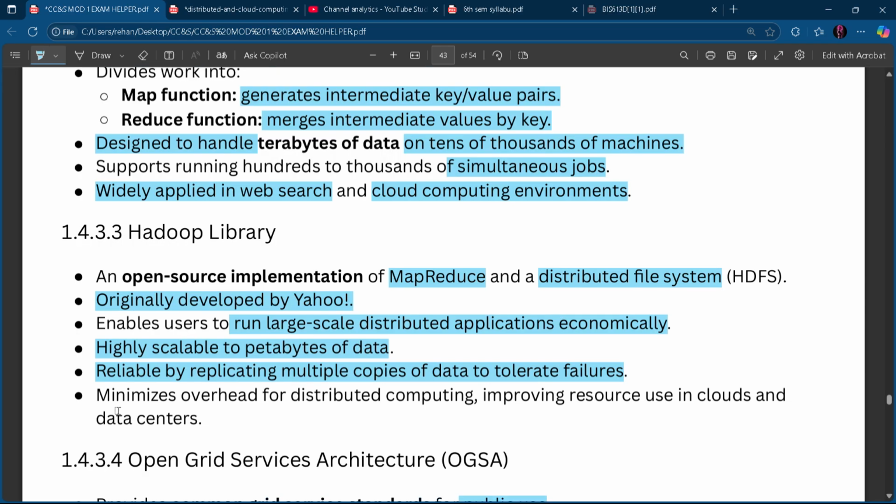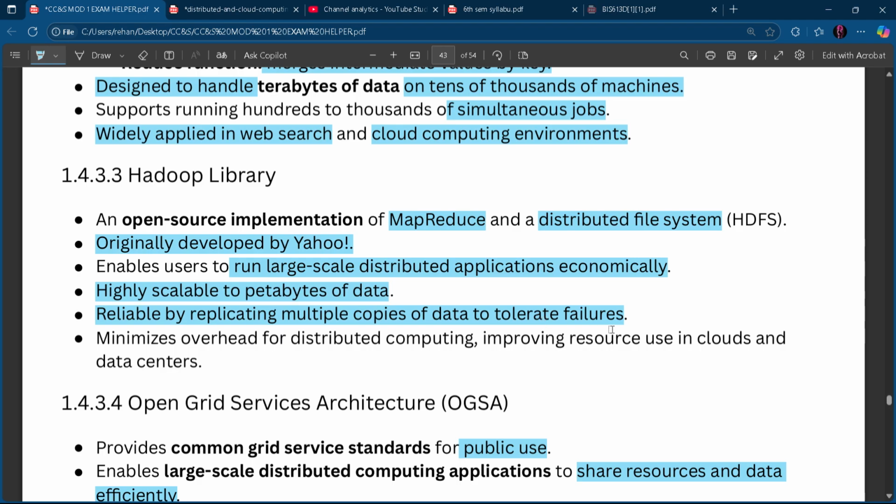Hadoop library, open source implementation of MapReduce and a distributed file system. Originally developed by Yahoo, it runs large-scale distributed applications economically. They are highly scalable to petabytes of data, and reliable by replicating multiple copies of data to tolerate failures.